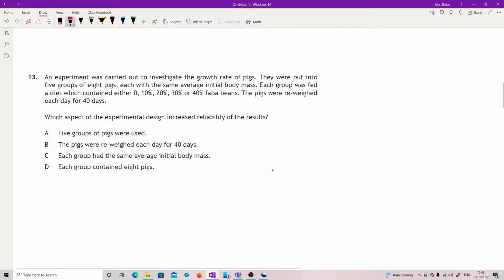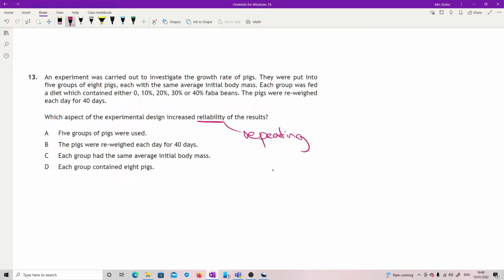An experiment was carried out to investigate the growth rate of pigs. They were put into 5 groups of 8 pigs, each with the same average initial body mass. Each group was fed a diet which contained either 0, 10, 20, 30 or 40% of faba beans. The pigs were reweighed each day for 40 days. Which aspect of the experimental design increased reliability of the results? Reliability. I am looking for how they are repeating. Okay, I'm looking for internal repeats or full set repeats.